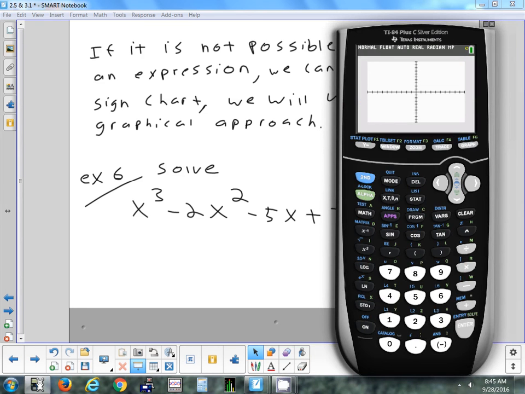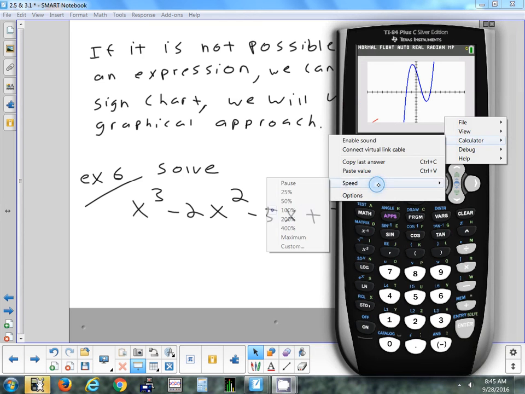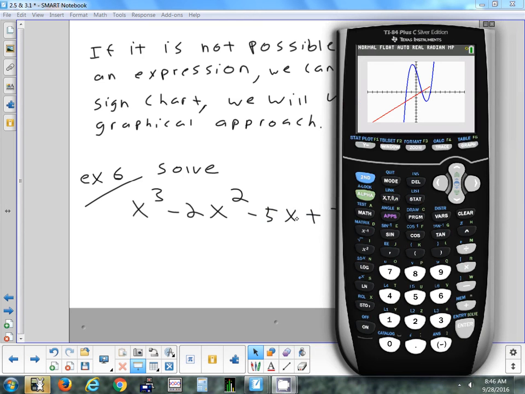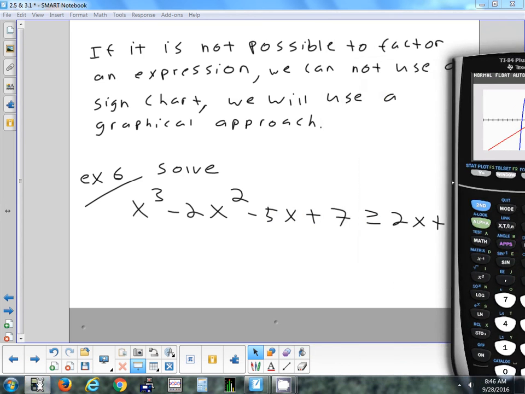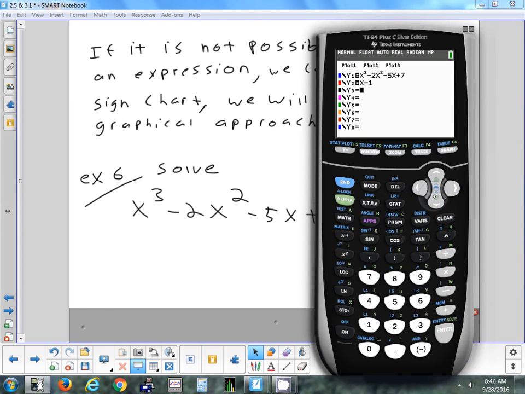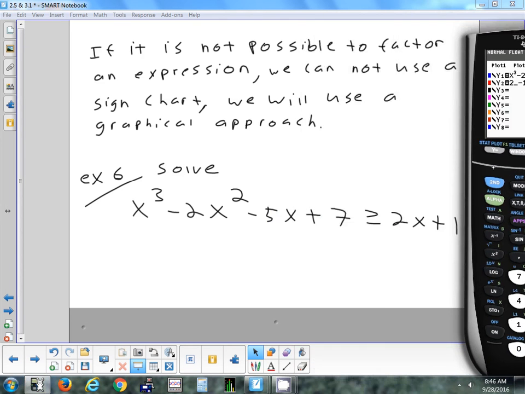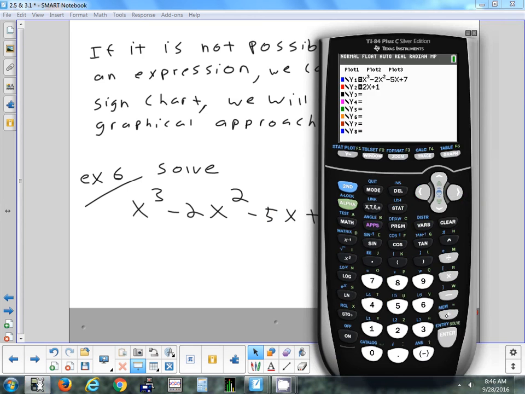It's not going to work. Oh, did I put the wrong one? Thank you. Well, here's the thing in blue. Well, we could answer that question, but that's not the question I asked. So 2x plus 1. Thank you. Okay, so there's our cubic. And I want to know where that is above the thing in red.